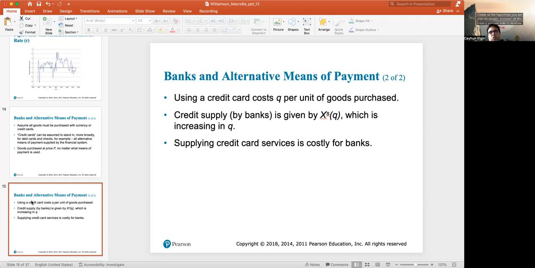which is increasing in Q. The higher the cost of using a credit card for users of credit cards, the more credit supply will be supplied by the banks. It's like every other supply curve. Supply is an increasing function of price. And Q can be interpreted as the price of using credit cards. The higher the price, the more credit the banks will tend to supply.